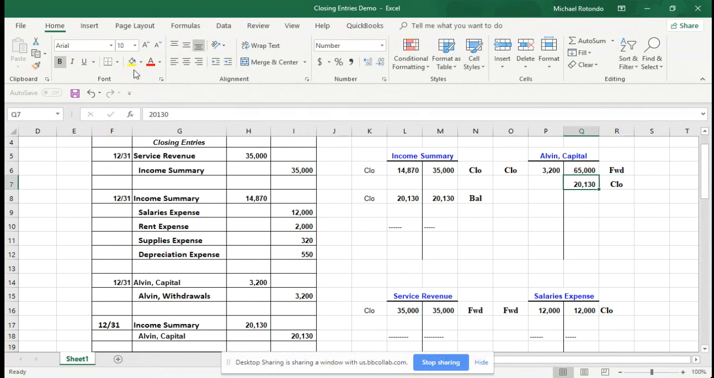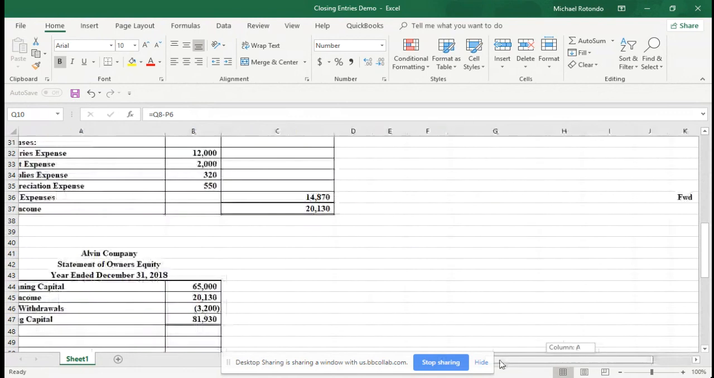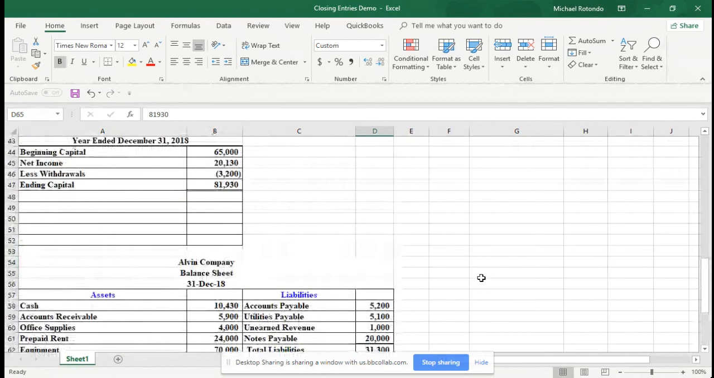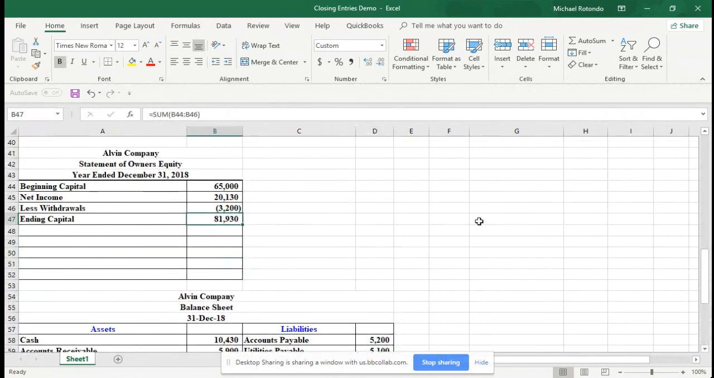So we have 2 items here, so we have to foot this column. And we get 85,130. And so we obviously have a credit balance. And our credit balance is going to be 81,930. That should be on the balance sheet, right? That should be our capital on a balance sheet. Okay, right here. And also on our statement of owner's equity.